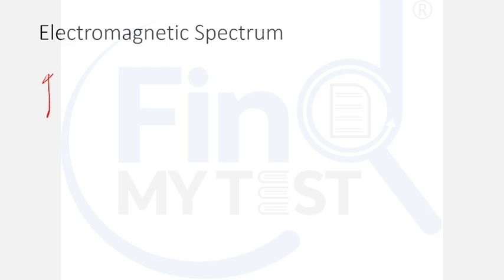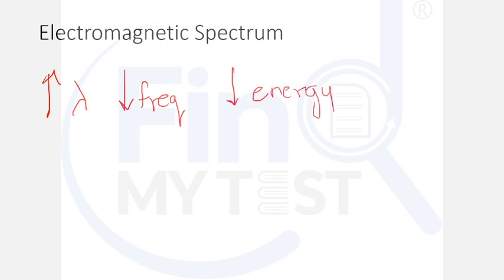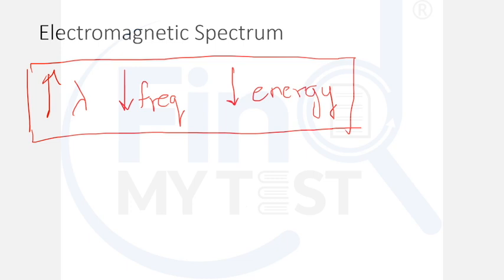As wavelength increases, frequency decreases. With higher wavelength comes less energy. This is one relation that you have to remember. Another would be the opposite of this, obviously. When wavelength decreases, frequency is higher, and energy would be higher.